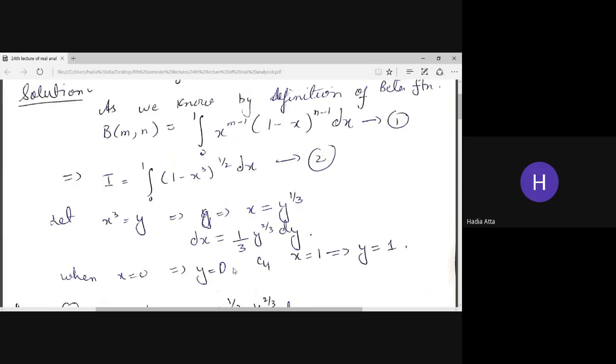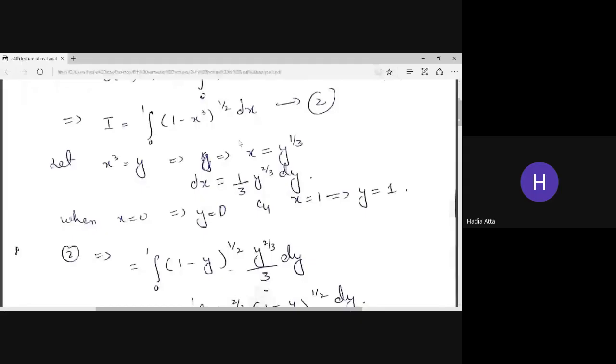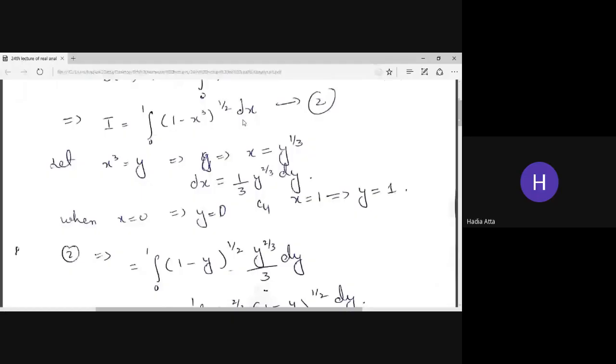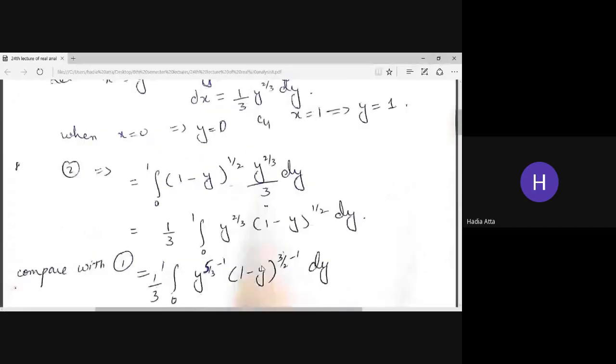So there is no change in the limits of integration, and your equation number 2 now becomes an integral in the y variable, from 0 to 1. Okay, so your new integral becomes like this. Now just take out 1 by 3 as common, and your integral is y raised to the power 2 by 3 into (1 minus y) raised to the power 1 by 2 dy.